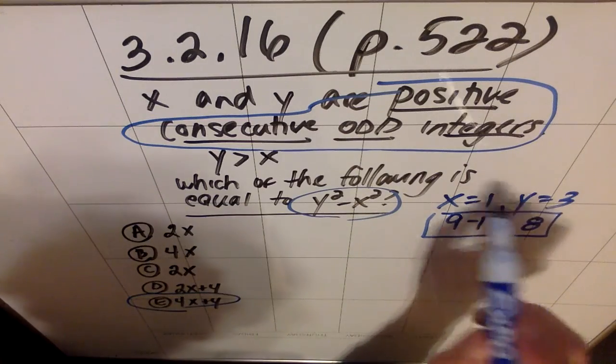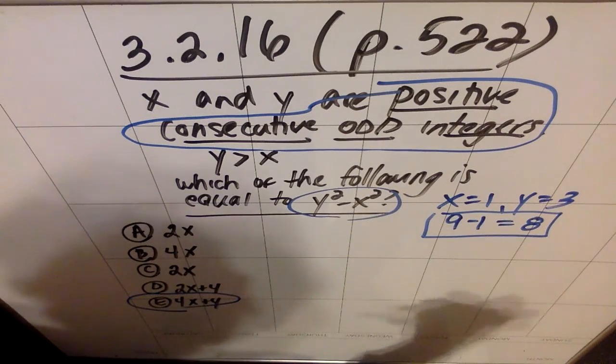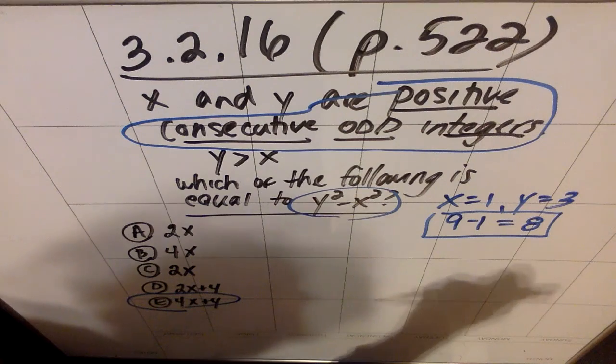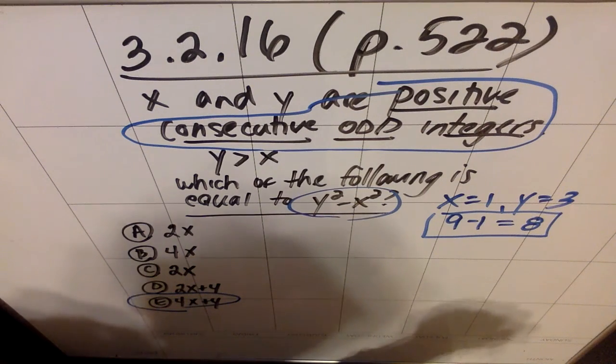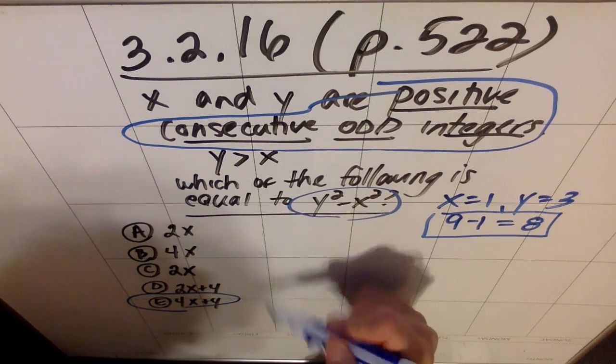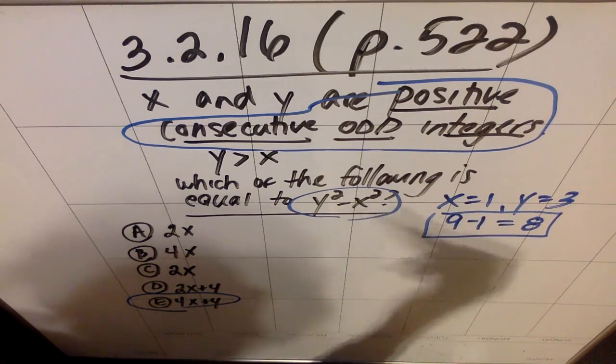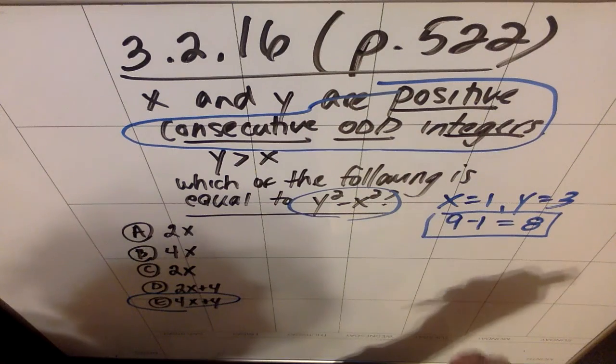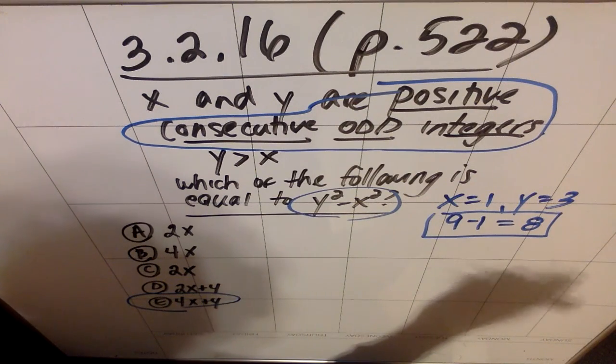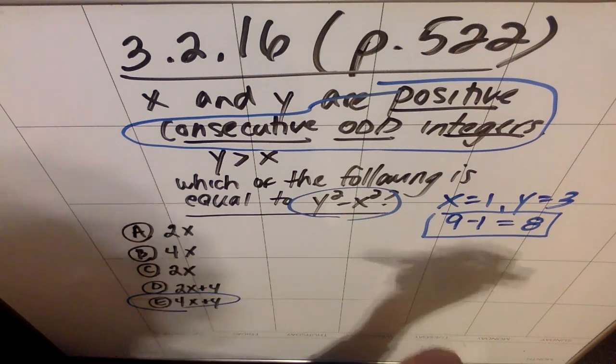So now I'm going to use that X is 1 and I'm going to test all the answers. Any answer that gives me an 8 is still a contender. Any answer that gives me a number other than 8 is not. If you get multiple answers that give you 8, then you would try another pair of positive consecutive odd integers and see which of the remaining answers is right. But that's going to be a moot point here because only one answer is going to give me an 8.